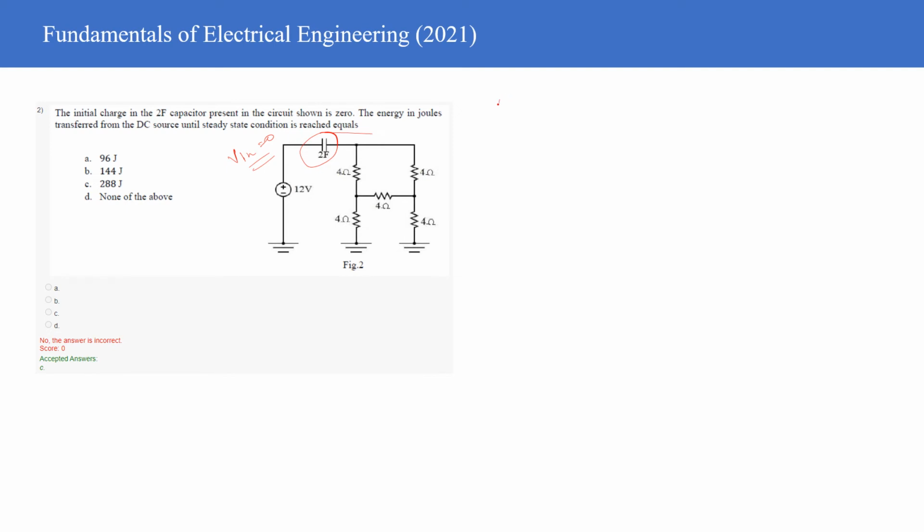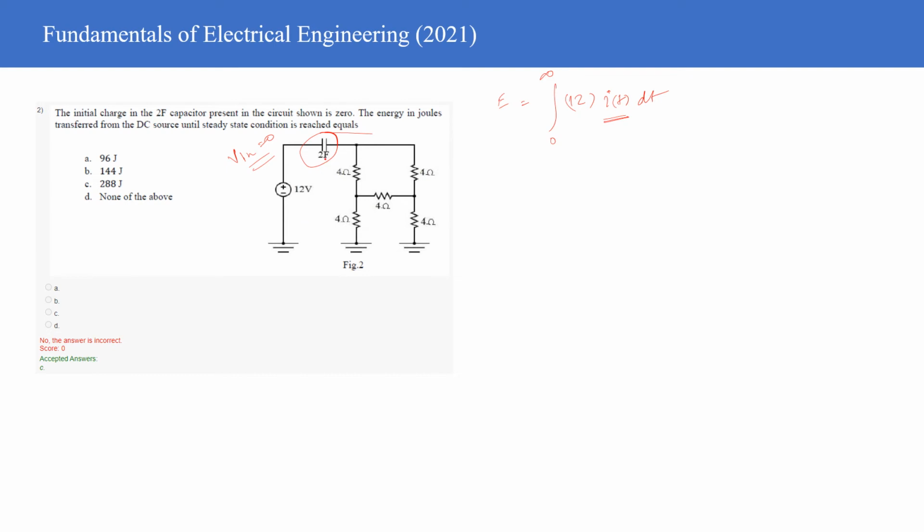Energy transferred will be equal to the potential 12 volt into the integral of I of t dt from 0 to infinity, right? This will be the total charge, which is the total energy transferred from the 12 volt battery. So how to figure this out? If you have the expression of current, you can figure everything out. That's the simplest thing you can do here. So how to figure out current?